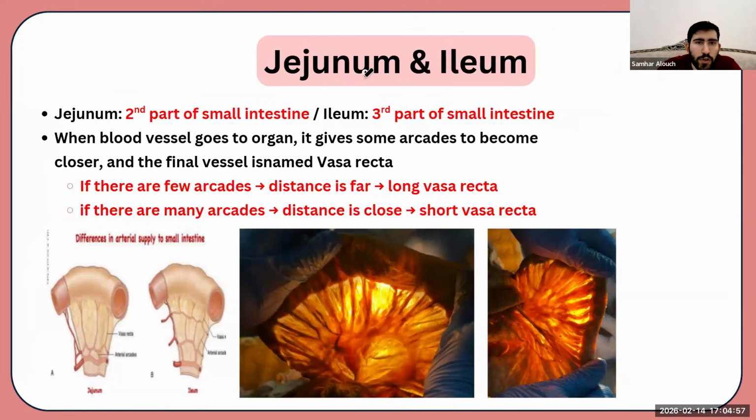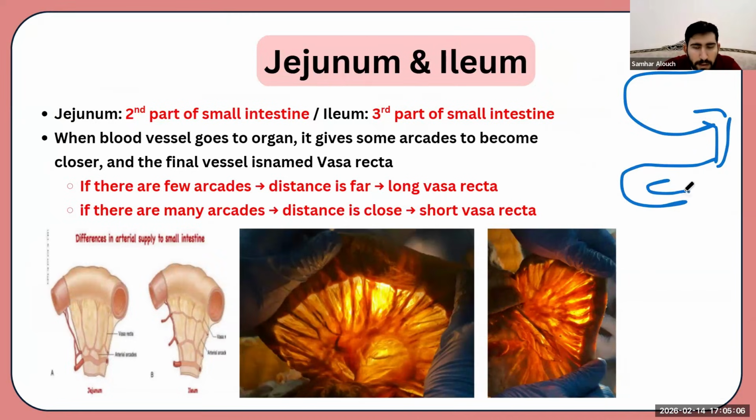Now we will talk about the jejunum and ileum. The duodenum moves on and now it will continue with the second part, which is the jejunum. And then the jejunum will continue with the ileum. Okay? So the jejunum and ileum are the continuation of the small intestine. Jejunum is the second part, ileum is the third part.